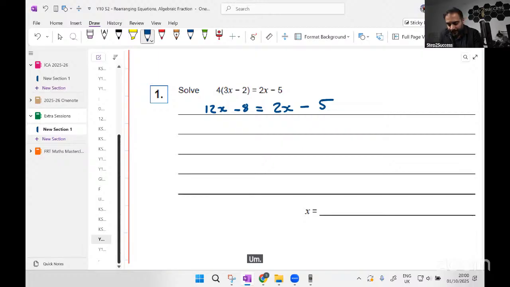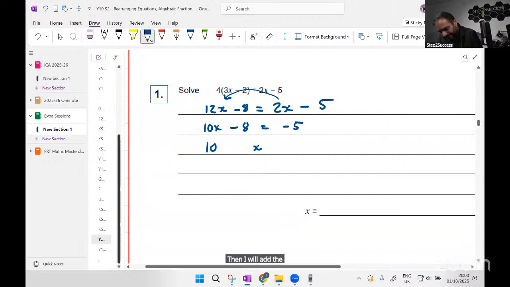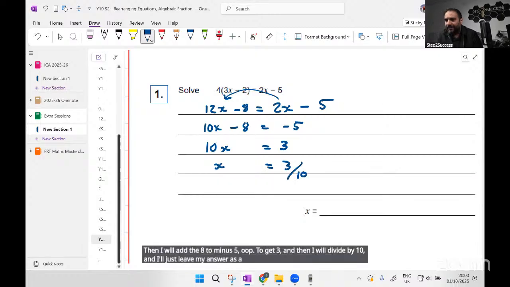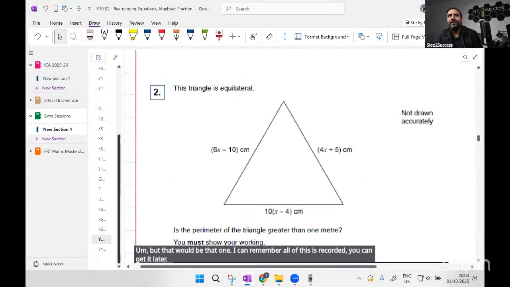So that's the expanded brackets, and then I'm going to move this to that side, and that'll give me 10x, take away 8 equals minus 5. Then I will add the 8 to minus 5 to get 3. And then I will divide by 10, and I'll just leave my answer as a fraction. If you want to change it, you're welcome to. But that would be that one. Remember, all of this is recorded. You can get it later, should you need it.